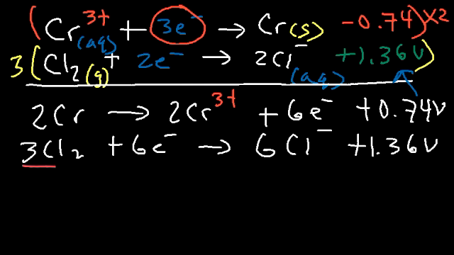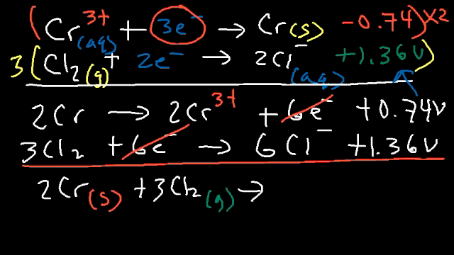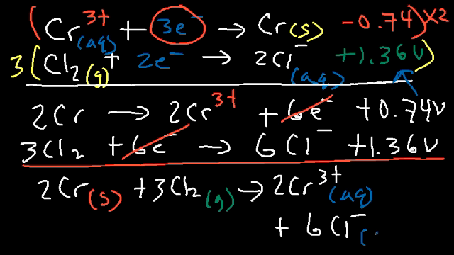So now let's add these two half reactions. The electrons will cancel, and so the net reaction is going to be 2Cr solid plus 3Cl2, which is a gas, and that's going to turn into 2Cr3 plus, which is in the aqueous phase, plus 6 chloride ions, which is also in the aqueous phase. And the cell potential for that reaction is going to be 0.74 plus 1.36. So the total cell potential is 2.10 volts.